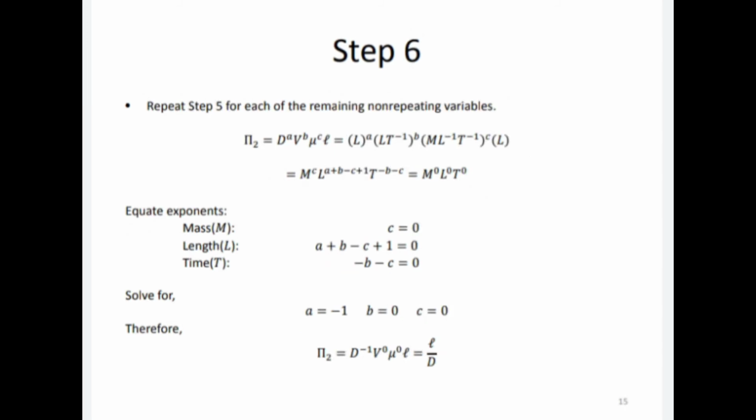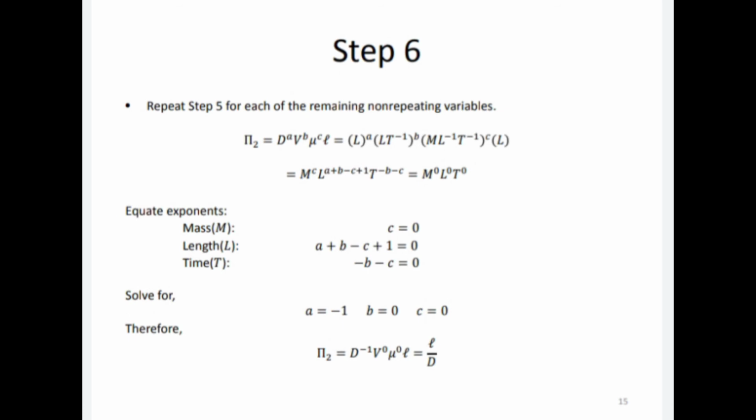Okay, step 6, we have to repeat step 5 for each of the non-repeating variables. So we have to times with L now. So d power of a, v power of b, mu power of c times L. So if we substitute with the dimensions, we will get M power of c, L power of a plus b minus c plus 1, and T power of minus b minus c. So it is equal to M power of 0, L power of 0, and T power of 0.